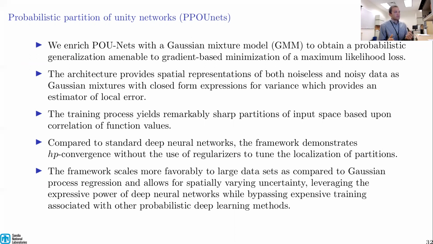One of the things we notice with this is that training on the likelihood gives you much better partitions of input space without a regularizer. So the framework gives you something like HP convergence without that regularizer.